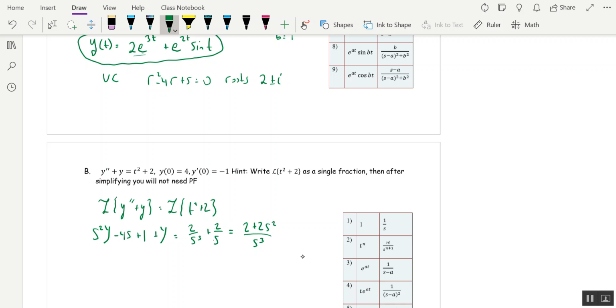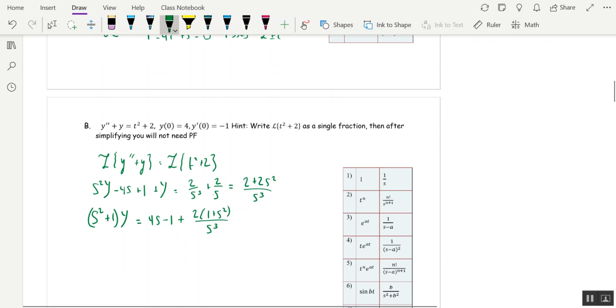Okay, now factor out the big Y, s squared plus 1 times big Y. Move non-big Y terms to the other side. 4s minus 1 plus this fraction here, which I'm going to write as 2 times 1 plus s squared over s cubed. Now I'm going to divide both sides by s squared plus 1. So I'm going to divide each piece by s squared plus 1.